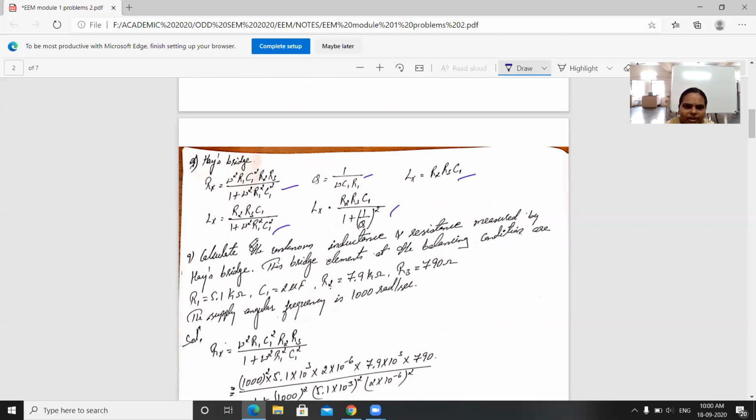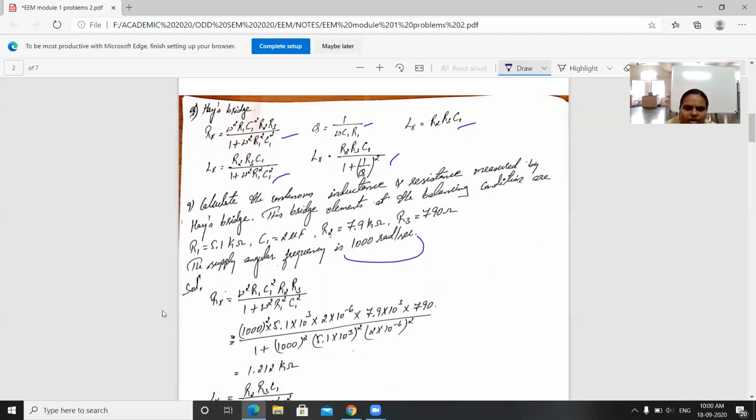Okay, in the theory part we learned how we got these equations. Here the first problem based on the Hay bridge is to calculate the unknown inductance and resistance measured by the Hay bridge. The bridge elements at the balance condition are R1 is equals to 5.1 kilo ohm, C1 is equals to 2 microfarad, R2 is equals to 7.9 kilo ohms, R3 is equals to 790 ohms. The supply angular frequency is 1000 radians per second.